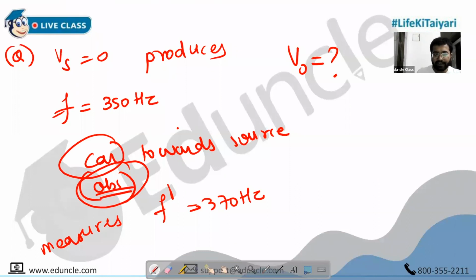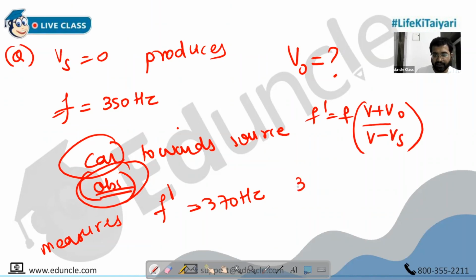So first of all, it's a towards case, people. So we know F dash is F into V plus VO upon V minus Vs. Substitute. So 370 is equal to 350 into V plus VO. V is speed of sound. What is speed of sound in general? Have you learned the speed of sound at normal temperature? 340. Yes, you will take it to be 340 if they have not mentioned. 332 is also fine, but take 340. These are two popular numbers that you can take. So 340 is the usual value of sound in air.